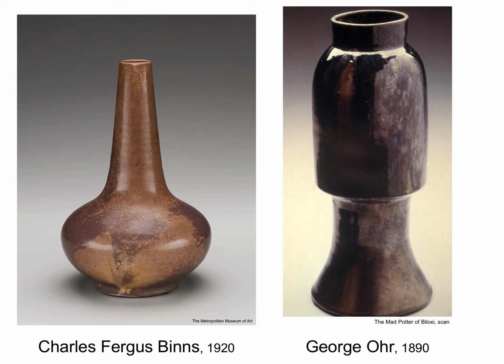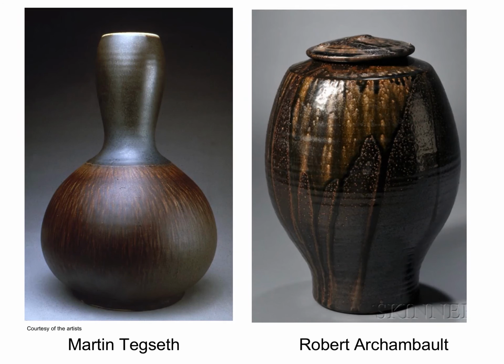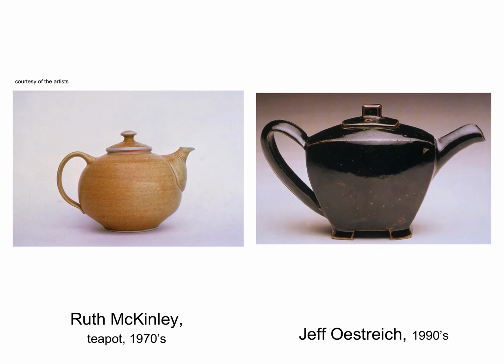You have here an Asian shape by Charles Fergus Binns on the left, and by George Orr, a form that is much more Greek, made with the combination of three disparate elements combined as one. And other examples of Canadian potters working in that aesthetics, making all kinds of wonderful forms like teapots and so on.